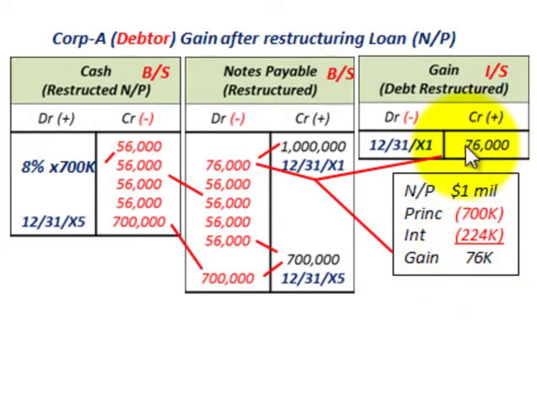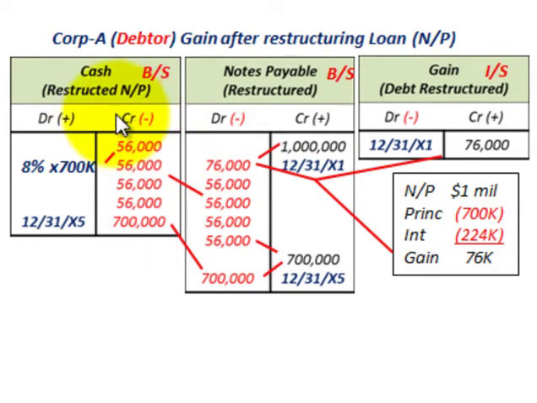So that's the gain that they would credit on their income statement for this debt restructuring. Then the debit amount would have to go to the notes payable being restructured on the balance sheet. They would have had to reduce their notes payable by $76,000. So the debit to notes payable of $76,000 balances with the credit to gain on the income statement of $76,000. And then the only other thing to deal with are those interest payments. That revised interest rate of 8% times the $700,000 revised payable on that note is $56,000 per year for the next 4 years.